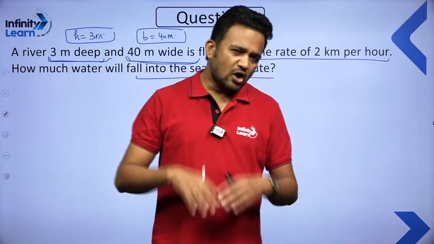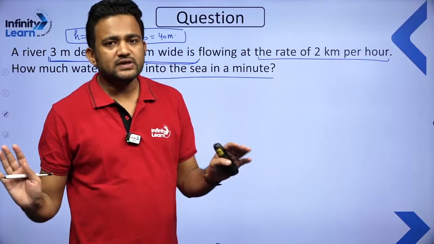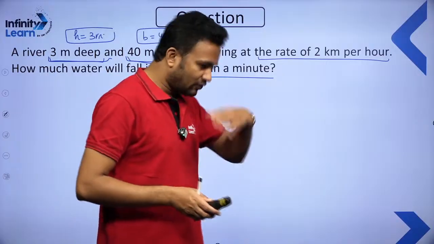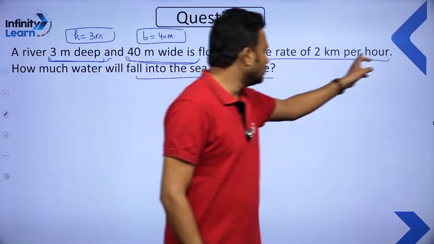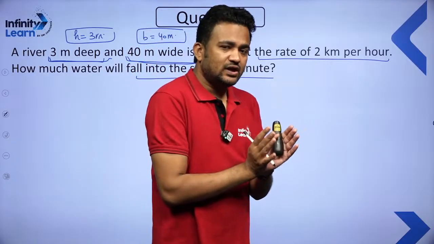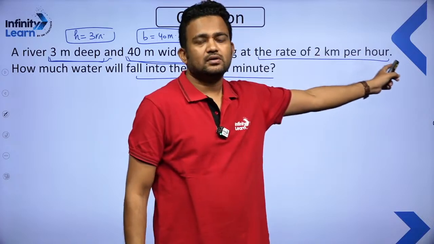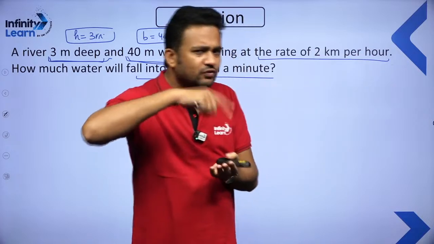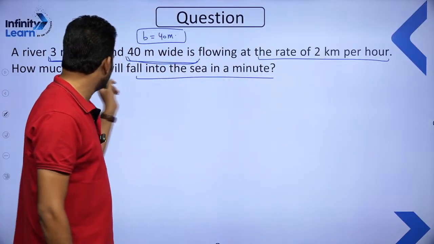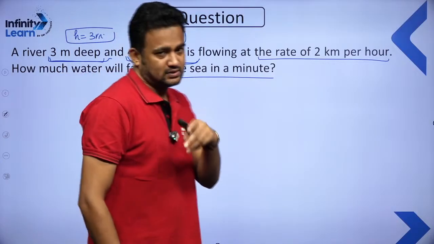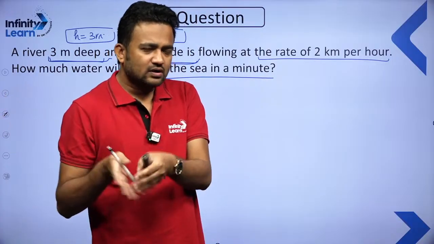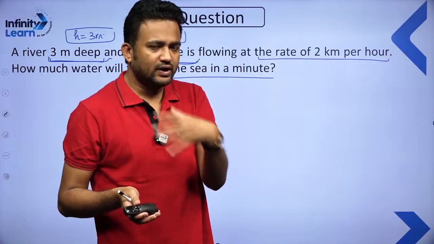So how do we find the length if the flow rate is given? That is very important. What is the flow rate? It is the speed of flowing of the water. So 2 kilometer per hour means water will travel how much distance in 1 hour? It will be 2 kilometer. So if you want to find the water flow in 1 hour, then L will be 2 kilometer. But what is the problem? We have to find the water that will fall in 1 minute. So no issues. Let us find the amount of water flow in 1 hour, then we can find the amount of water flow in 1 minute.